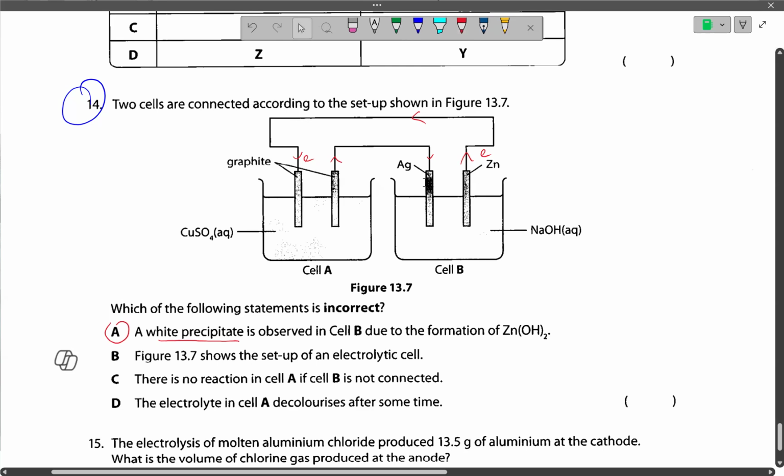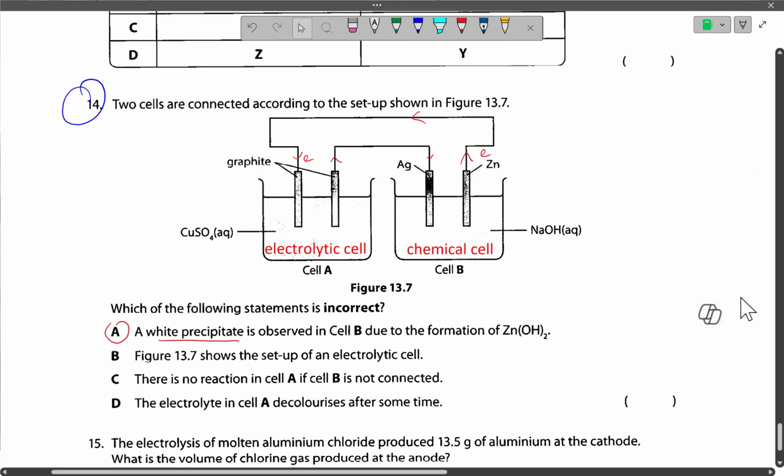No, okay, it's not the same. This is anode, zinc, silver, cathode. So electron will flow to this side. This is electrolytic cell, this chemical cell. So this is chemical cell, all right? And the other one is called electrolytic cell. So the chemical cell supplies electrons to the electrolytic cell. And electrolysis can occur here because of this reaction. So if B is not connected, then there's no supply of electrons, there's no current flowing through, then electrolysis cannot happen in the electrolytic cell.